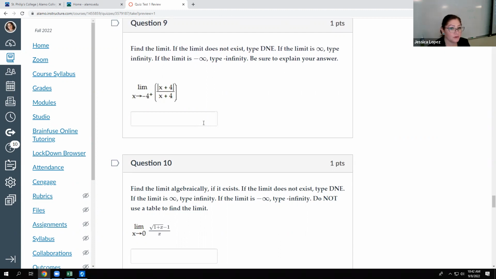What about number 9? Number 9 can actually be done in multiple ways, okay? There's 3 different ways that I think they showed y'all how to do. One is graphically, one is analytically, which means using algebra properties, and then one is numerically. So there are 3 different ways to do this.